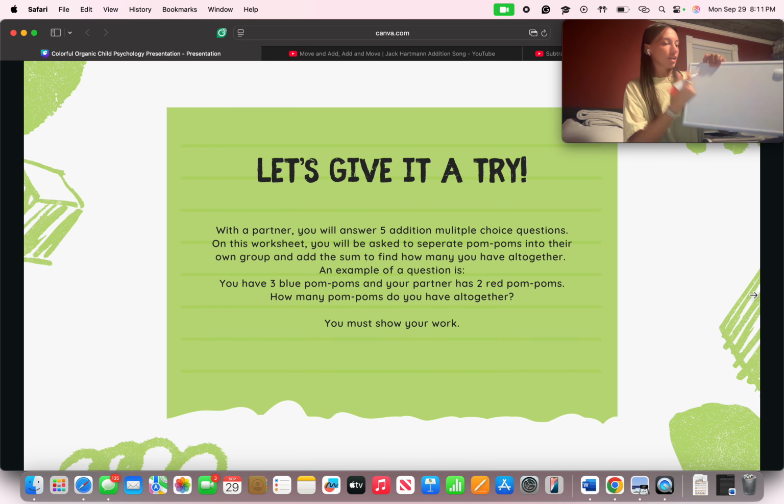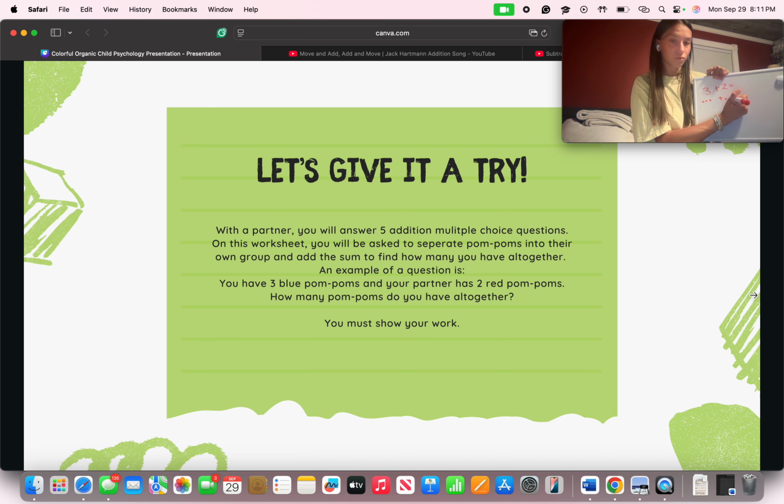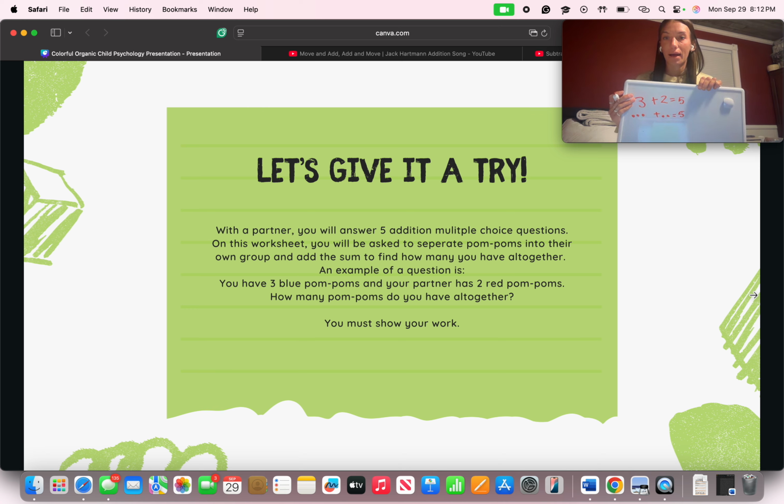So, if you have 3 blue pom-poms and your friend has 2 red pom-poms, you will do 1, 2, 3 blue pom-poms plus 2 red pom-poms. 1, 2, 3, 4, 5, and all together, you and your friend have 5 pom-poms. On this worksheet, you must show your work using the dots method.